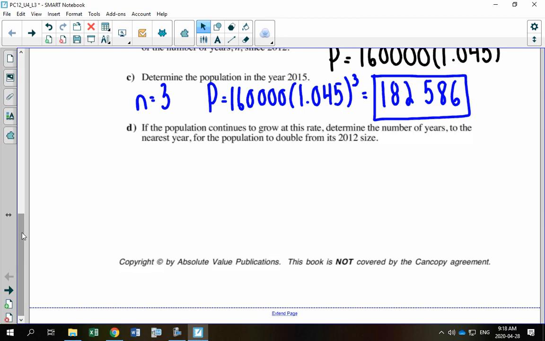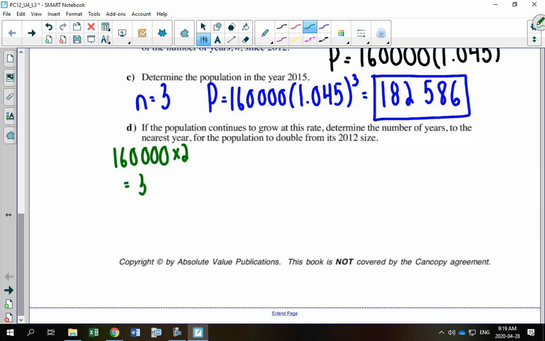And part D. If the population continues to grow at this rate, determine the number of years, to the nearest year, for the population to double from its 2012 size. In 2012, the population was 160,000. Double that, 160,000 times 2, we want the population to grow to 320,000. So that will be our final value of P. Substitute it in there.